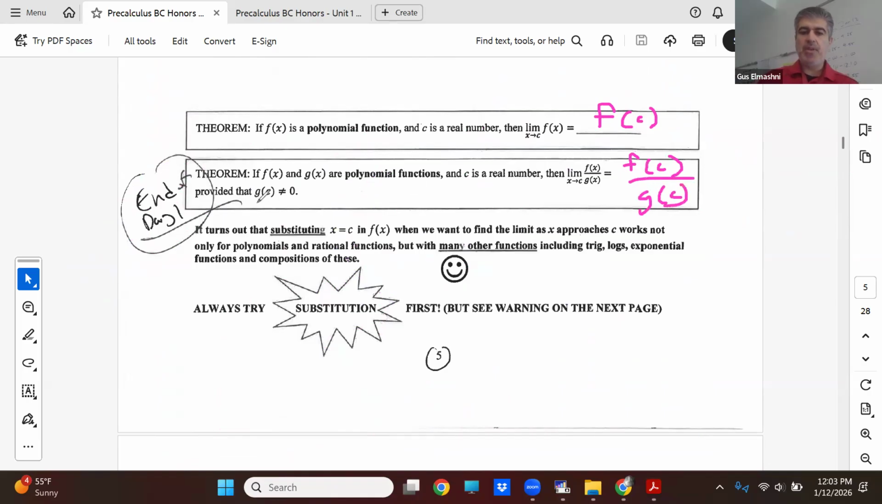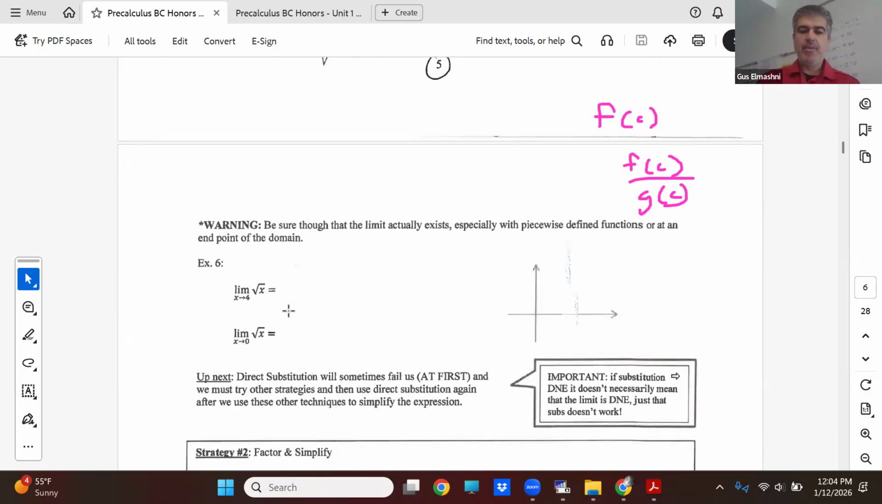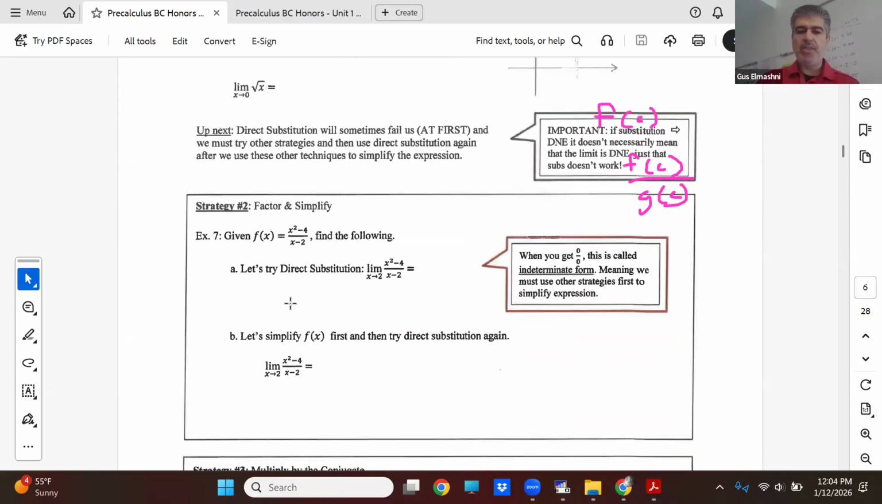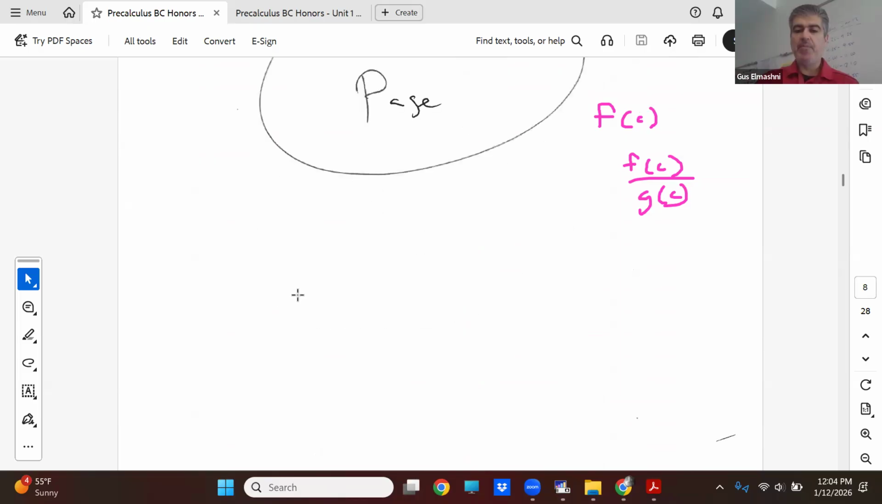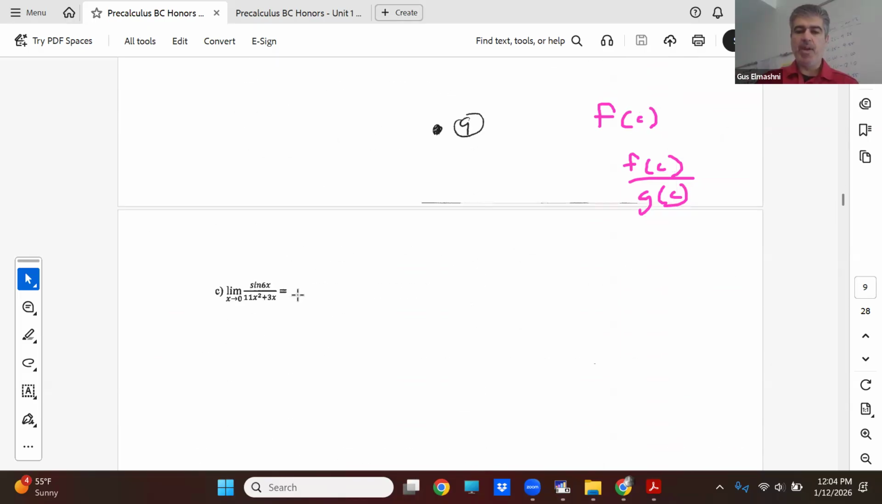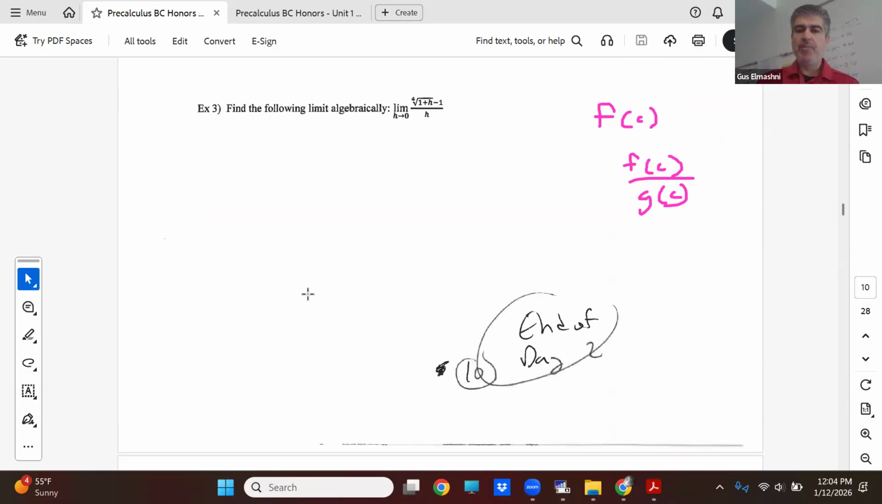So substituting is what we can do. That's fine, but it may not work all the time. So we're going to talk about that tomorrow. Not tomorrow, sorry, Wednesday. But always try substitution first to see what happens. And yes, there are some warnings, some one-sided things and some fun stuff, but the fun stuff happens on the next day. So we'll save that for when we get there.